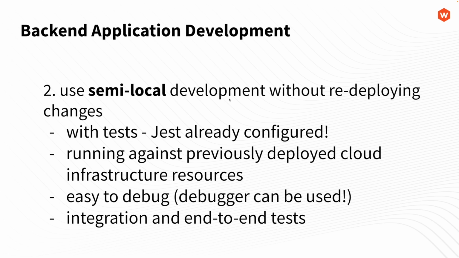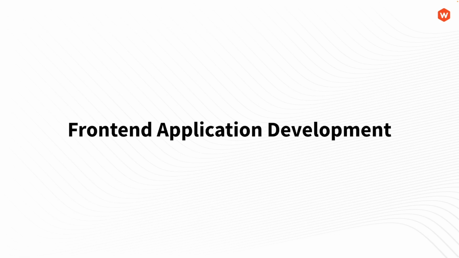Iterations are also much faster because we don't need to wait for deployments to be completed between the changes we are making. And finally, since we are already writing our code within Jest context, we might end up with some integration tests along the way, or maybe even an end-to-end test. And that's really all to it when it comes to backend application development with Webiny. Sure, this was just a brief outline of how it works, but don't worry, in the following videos, we'll be seeing both of these approaches in action. With that being said, let's move on to front-end application development and see how that works.